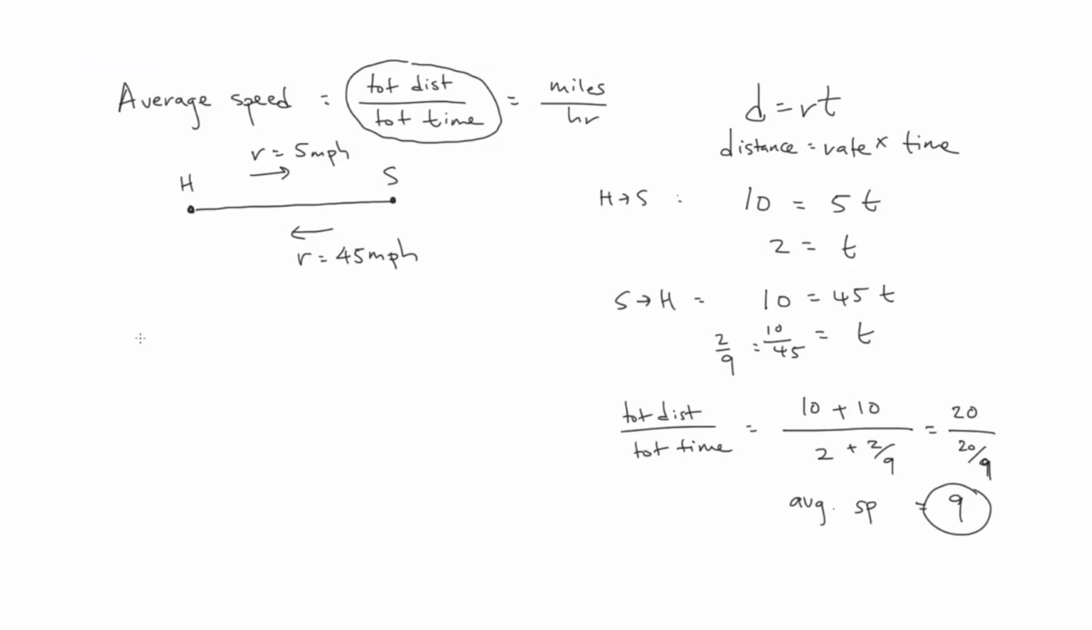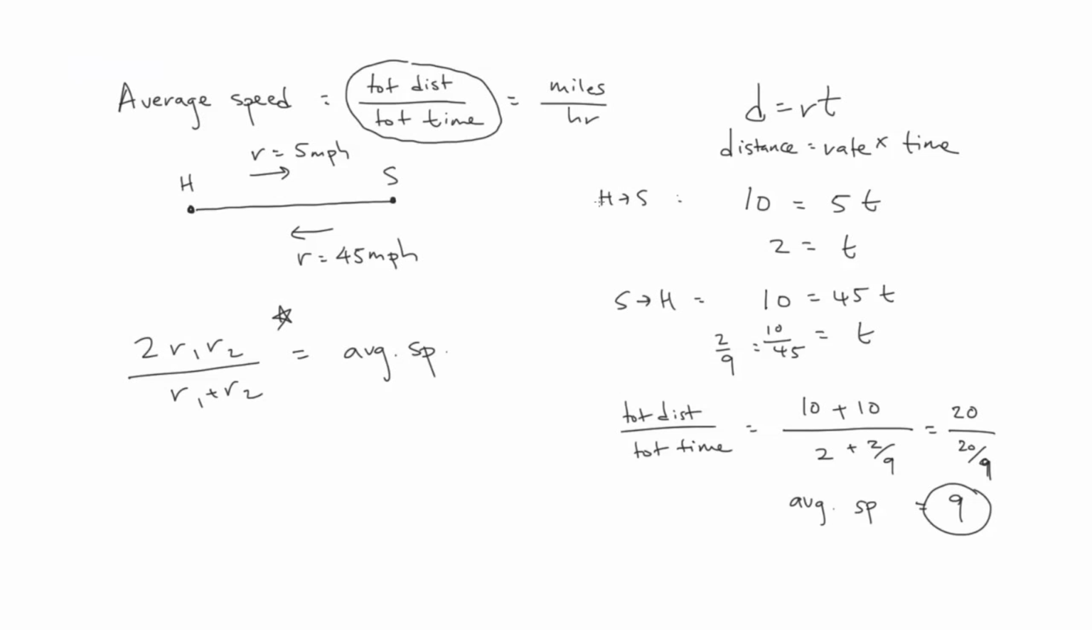One equation that you might want to memorize would be 2 times r1 times r2 divided by r1 plus r2. This actually equals the average speed as well, but there's an asterisk. This equation is very special, and you can only use it when the two distances traveled are exactly the same. So in this case, it is applicable. We're going from home to school and from school back home, so the distances are the same.